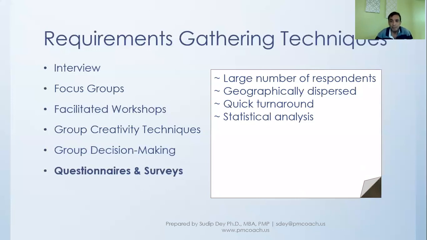at their own time. It also has the advantage of statistical analysis, because depending on the questions that you provide, they can be used for different forms of statistical analysis, and especially because you can have a large number of respondents. And as you would know, statistical analysis is possible only when you have a very large number of inputs.